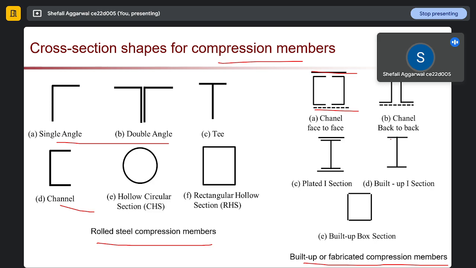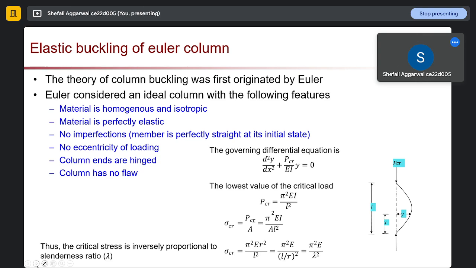What is the built-up I section? This part and this part, all three are fabricated separately and joined. And lastly, the built-up box section. Same way, we have the four elements which are joined together in the box format. That is why it is called a built-up box section.